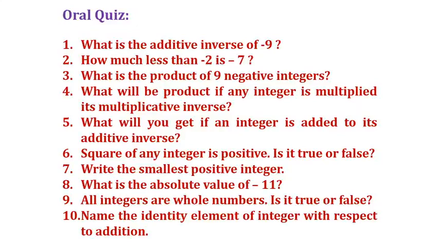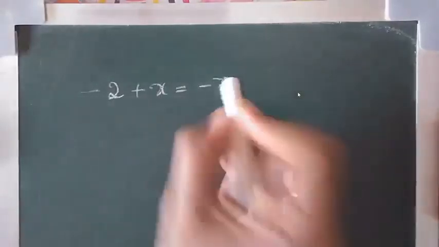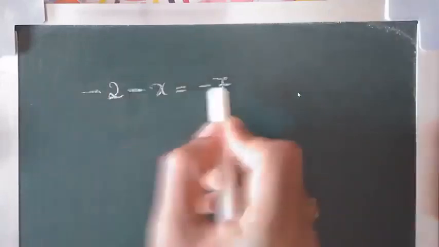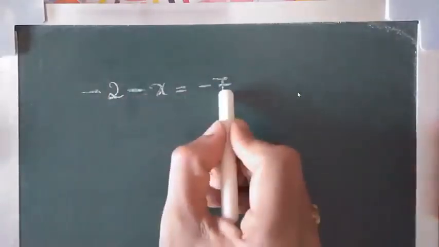Next, how much less than -2 is -7? So observe here. How much do you have to subtract from -2 to get -7? That you have to find out. How much less than -2 is -7 means how much you have to subtract from -2 to get -7. So take this expression, -2 minus x is equal to -7. How much do you have to subtract?